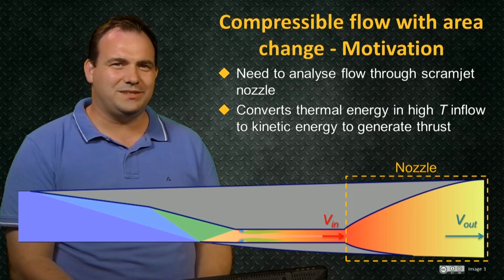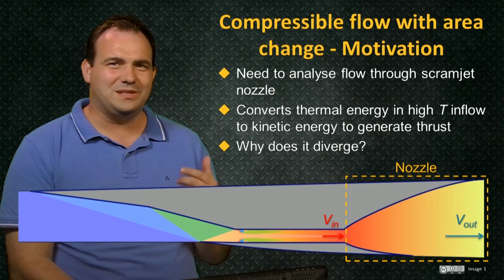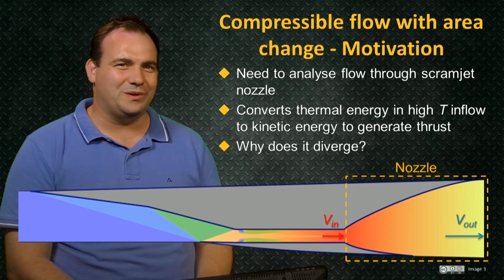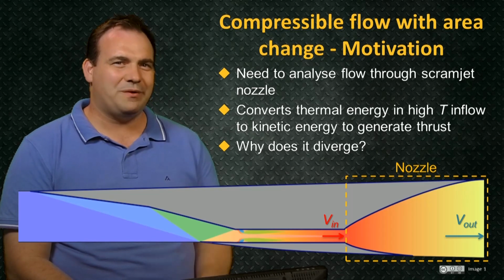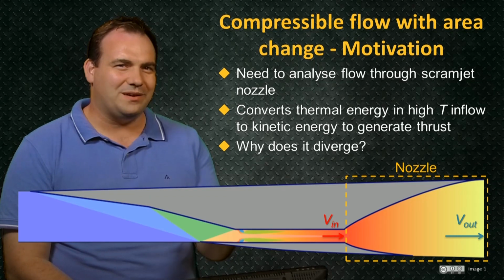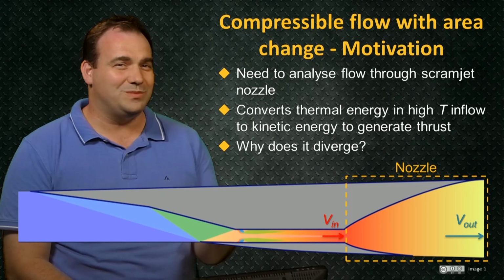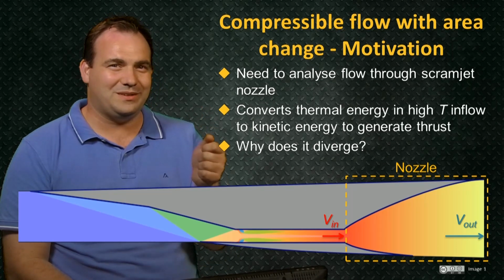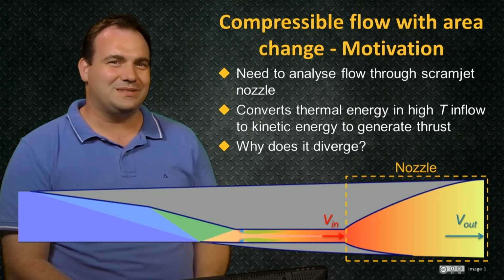The natural question to ask is, if this nozzle is supposed to accelerate the flow, why is its area increasing? In our everyday experiences, if we want to accelerate a fluid, we usually reduce the area it flows through. For example, if you're using a garden hose and you want to generate a high-speed jet of water to wash away some dirt, you can do this by putting your thumb over the end of the hose.